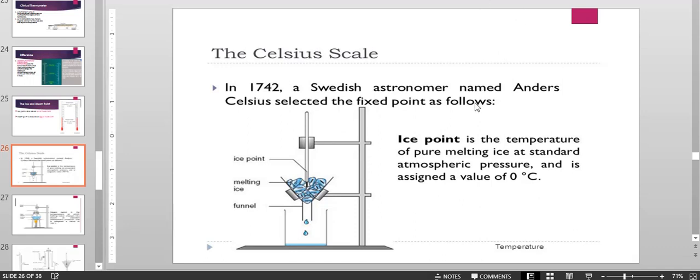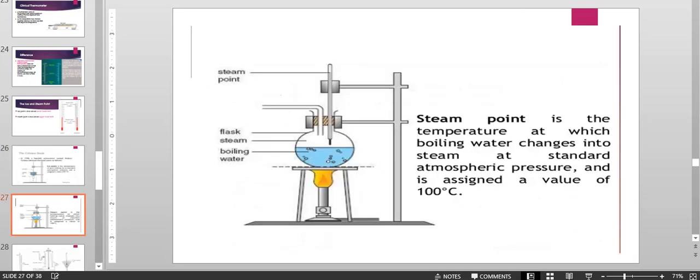So after some time, he noticed that the ice cubes start to convert into water droplets. And when he observed the thermometer, the reading was 0 degrees Celsius. By this, he came to the conclusion that 0 degrees Celsius will be considered the ice point, or the lower fixed point of the water, whereas the steam point is the temperature at which boiling water changes into steam at standard atmospheric pressure and is assigned a value of 100 degrees Celsius.